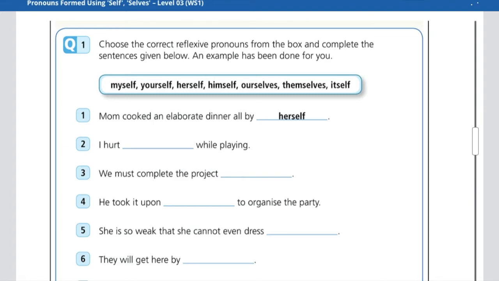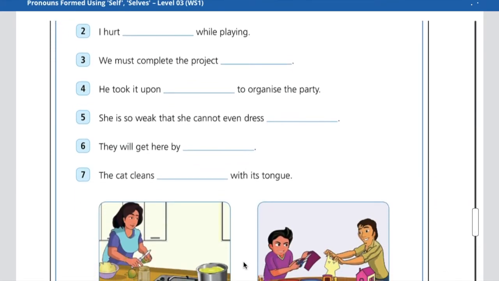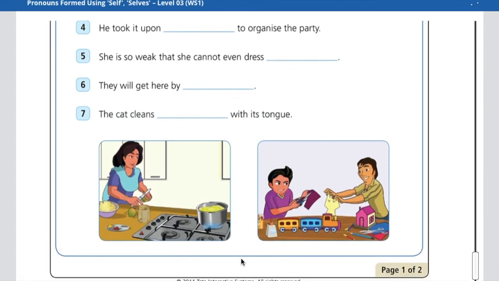I hurt myself while playing. We must complete the project ourselves. He took it upon himself to organize the party. She is so weak that she cannot even dress herself. They will get here by themselves. The cat cleans itself with its tongue.